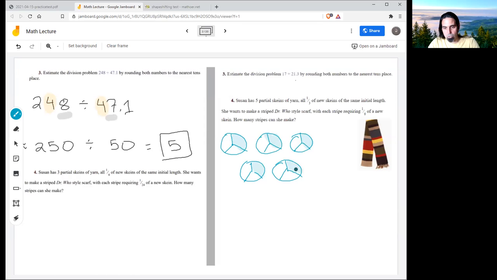And I've drawn them all in blue, but they're all different colors. She's going to make a very colorful scarf. Each stripe in the very colorful scarf needs 1/6. So I'm going to chop the circles more. If I chop each third in half, then we get 6.